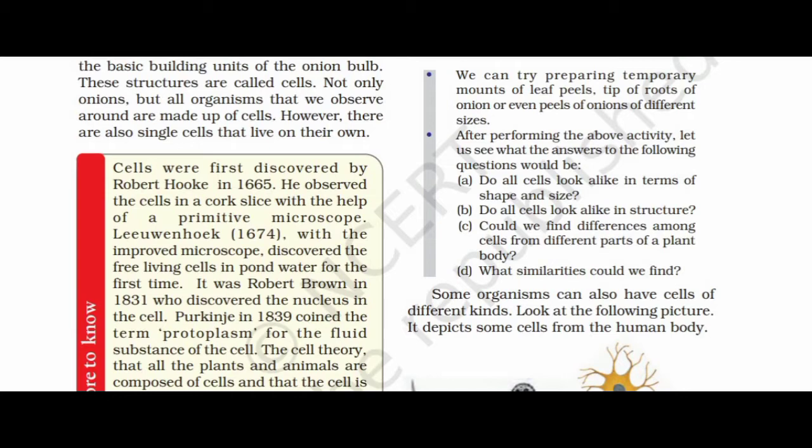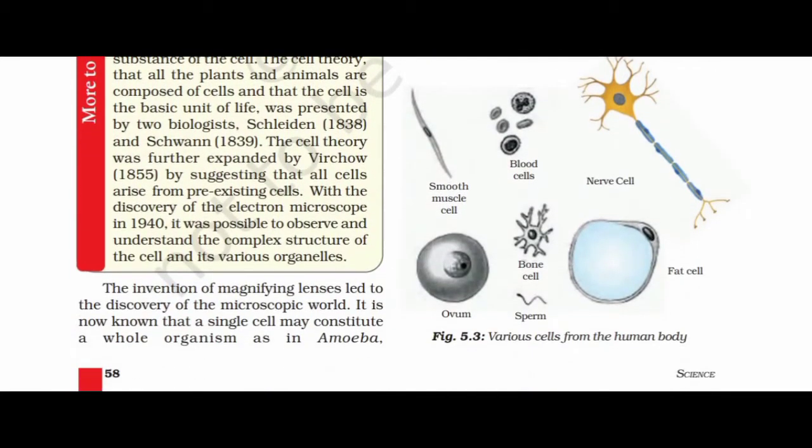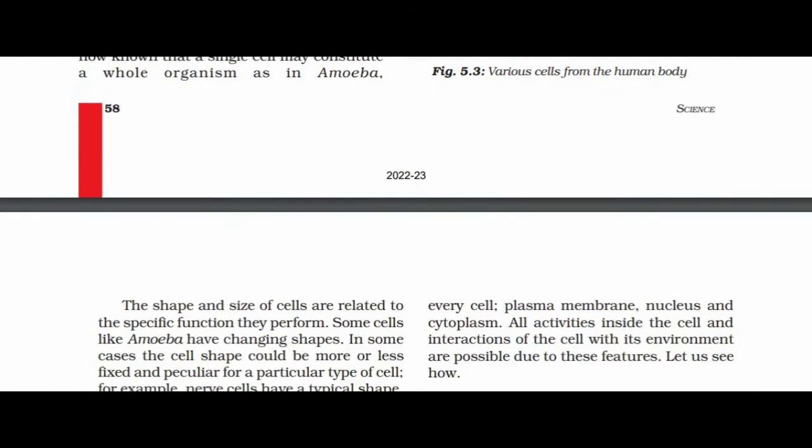Some organisms can also have cells of different kinds. Look at the following picture. It depicts some cells from the human body. Here we can see smooth muscle cell, blood cells, nerve cell, bone cell, flat cell, sperm, ovum. These are the various cells from the human body.